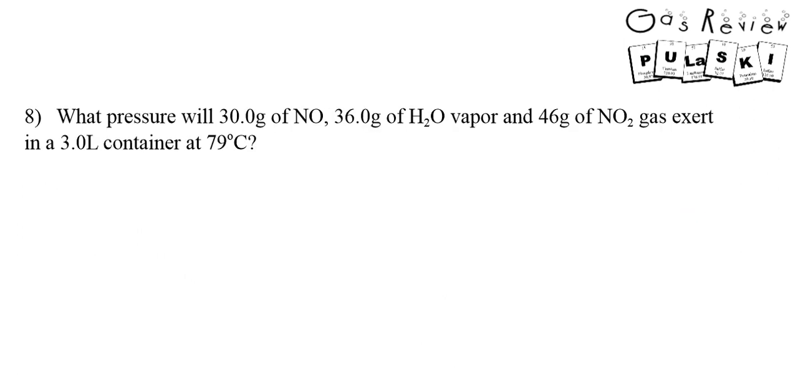2 left. What pressure will 30 grams of NO, 36 grams of H2O, and 46 grams of NO2 gas exert in a 3-liter container at 79 degrees Celsius? Before we start, I want you to help me start this. We did one earlier today. I want the shortest route possible. So what's a goal? What could I do? How do I approach this? I want pressure. Okay. I have grams of all these gases. I have a volume, and I have a temperature.